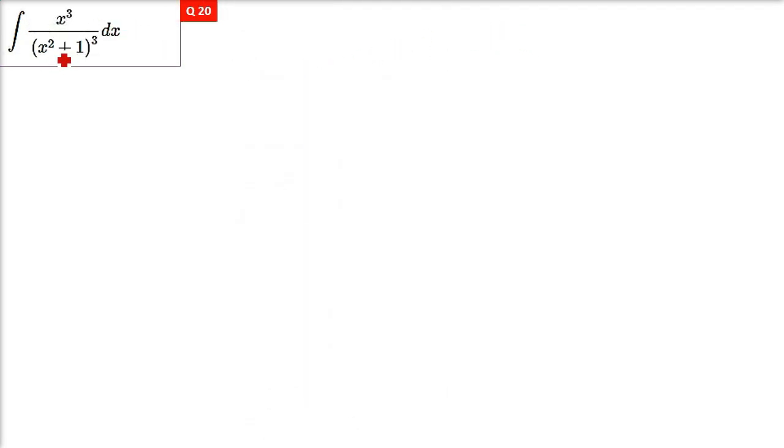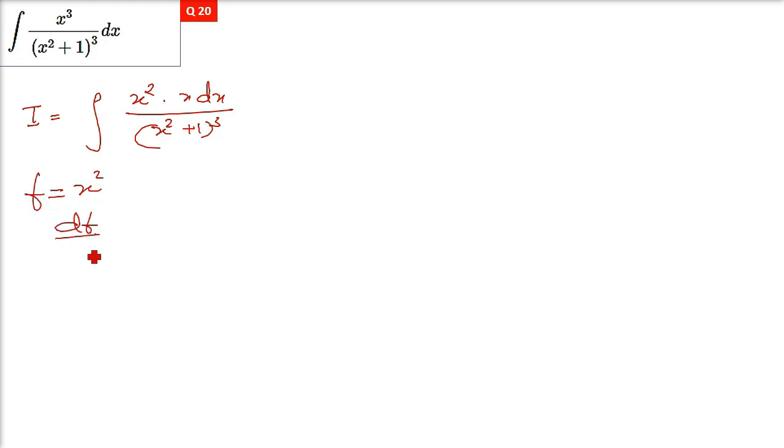Next, x cube divided by x square plus 1 whole cube. Now if you remember, we have done a question for cos cube x and sin cube x. So for this integration, x cube can be written as x square into x dx. What will be the benefit of this? You will just know. Now if you put x square equals t, dt by dx will be equal to 2x, since the differentiation of x square is 2x. So dt will be equal to 2x dx. If you take this 2 to the left hand side, it will be dt by 2 equals x dx.